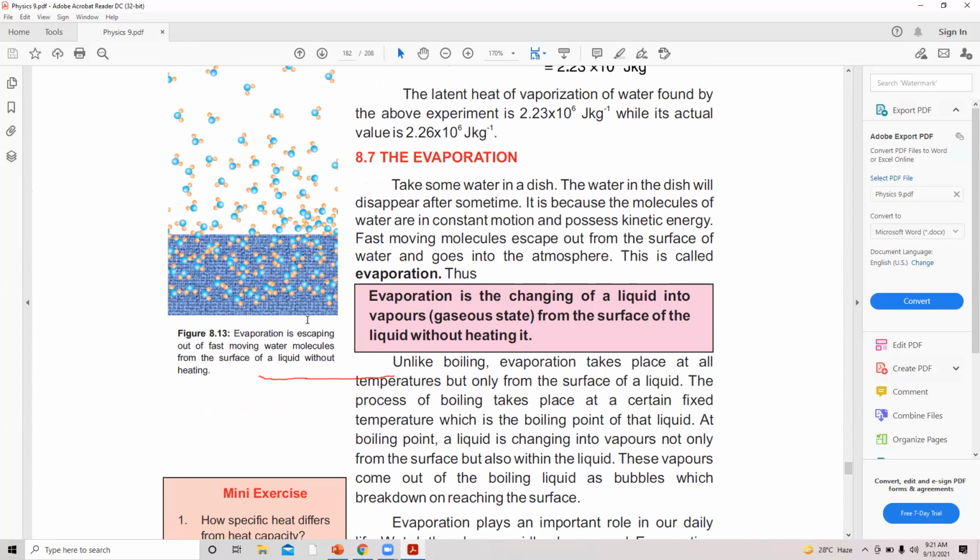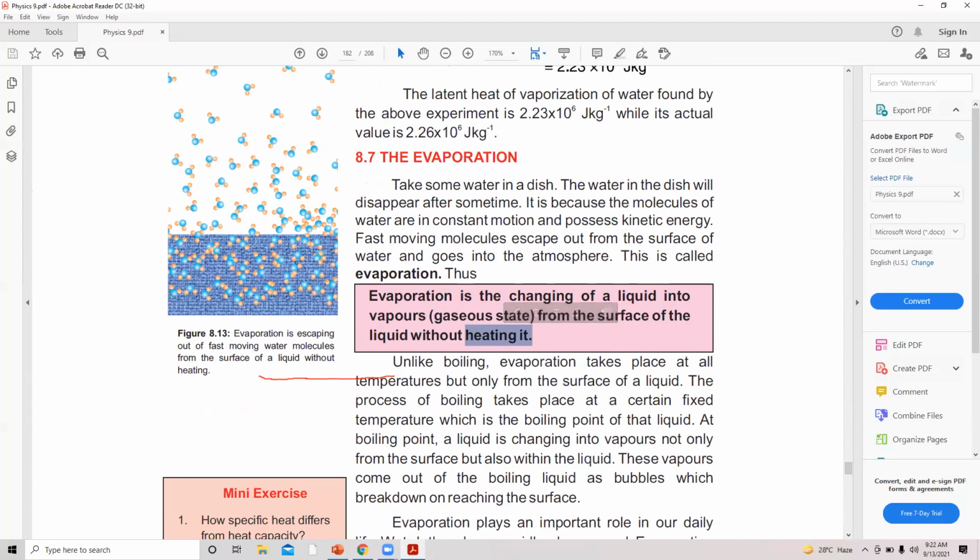Then the next topic, 8.7, is evaporation. You must know the definition of evaporation. Evaporation is basically the changing of a liquid into vapor from the surface of the liquid, right, without heating it. So there are two points I mentioned here: first, evaporation takes place only on the surface of a liquid. Second, it takes place without heating, right?